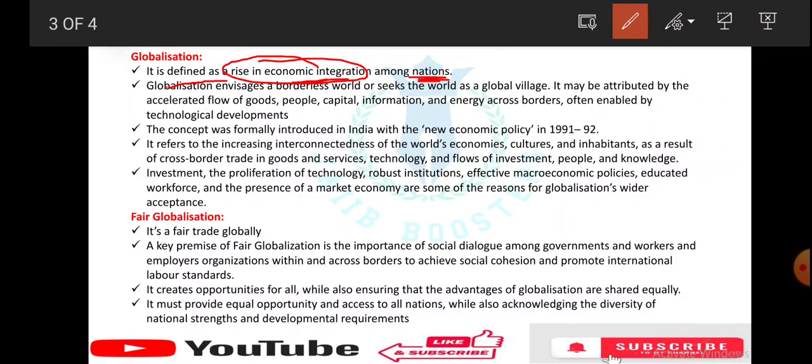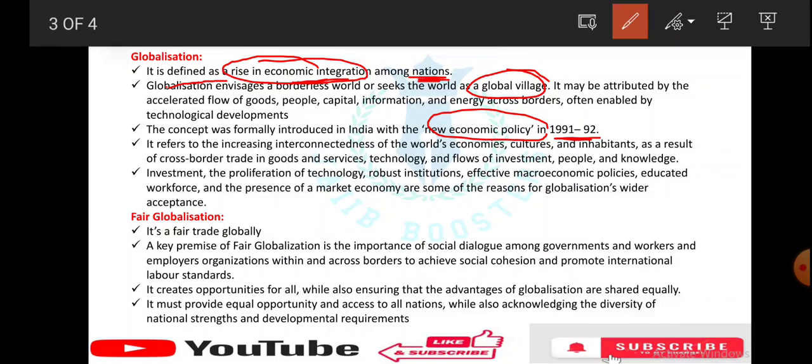Globalization envisages a borderless world or seeks the world as a global village. It may be attributed to the accelerated flow of goods, people, capital, information, and energy across borders, often enabled by technological developments. This was introduced in India with the new economic policy in 1991 to 92.